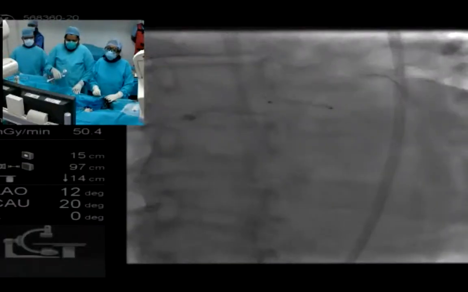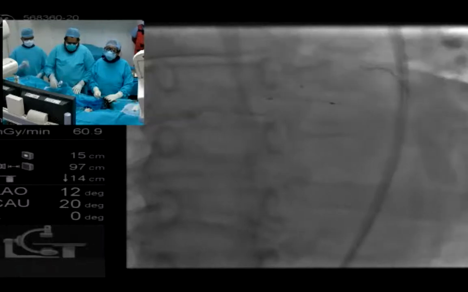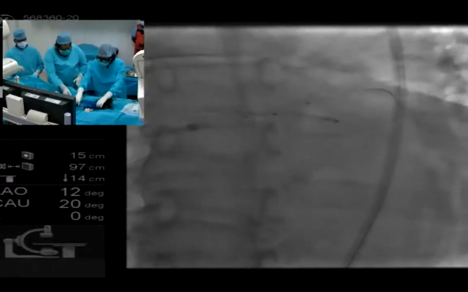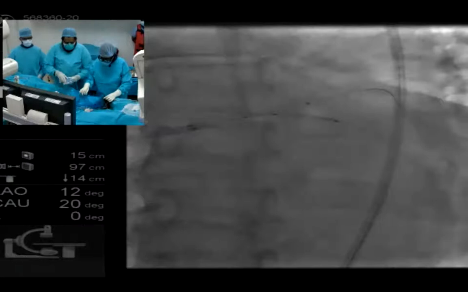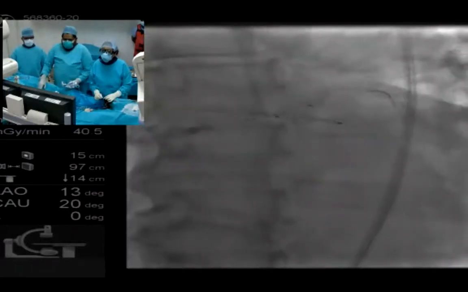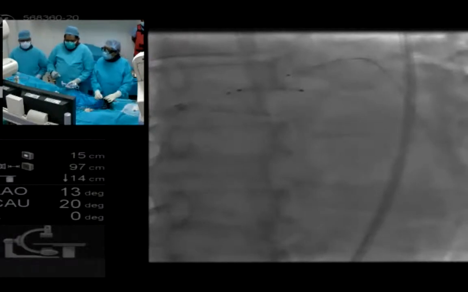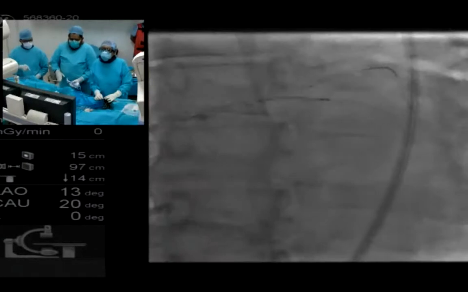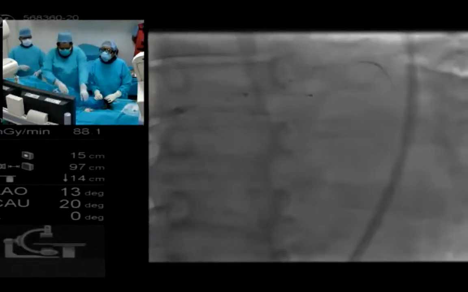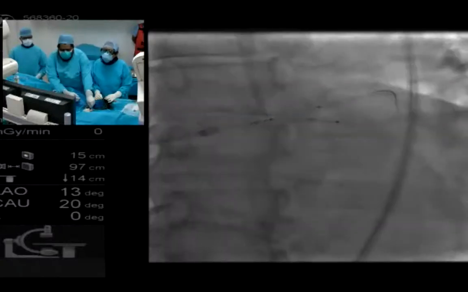One thing about DK crush is that it works like a formula. I've seen that it is especially good for CKD patients, because you don't have to use any dye. You know what has to be done one after another. So now what we are doing is we've wired both vessels. We are positioning our stent in the LCX, and we will now deploy it once we are sure about it.